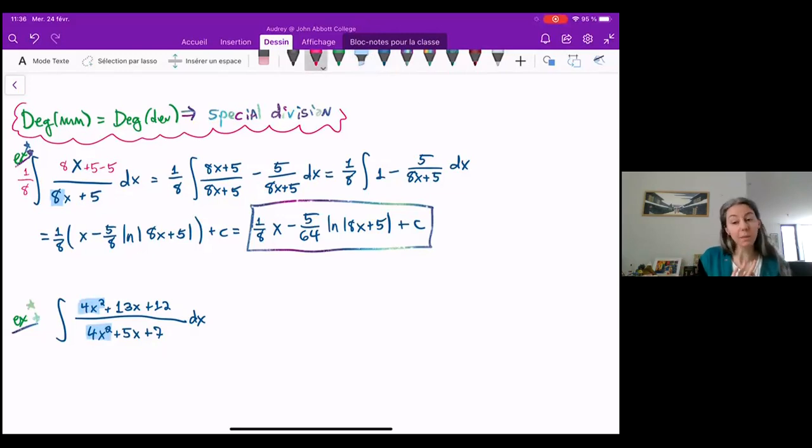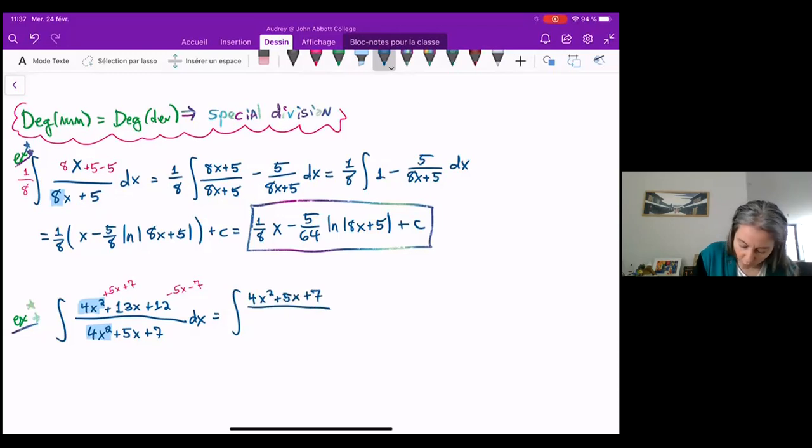So what I'm going to do here is I'm going to ignore that 13x plus 12, and I'm just going to do plus 5x plus 7. And then over here, I'm going to do minus 5x minus 7. So notice I'm only doing the multiplication on the first part. Everything else is addition or subtraction. So then I'll end up with 4x squared plus 5x plus 7 over 4x squared plus 5x plus 7 plus 13x plus 12 minus 5x minus 7.